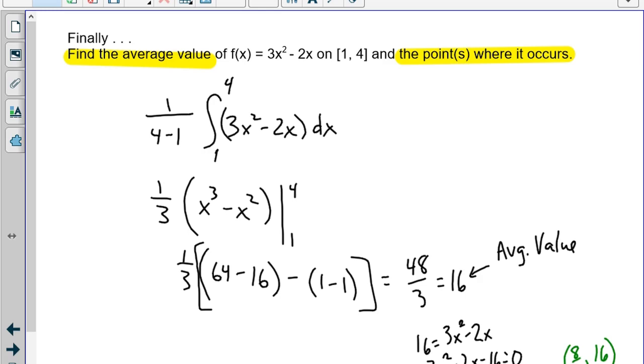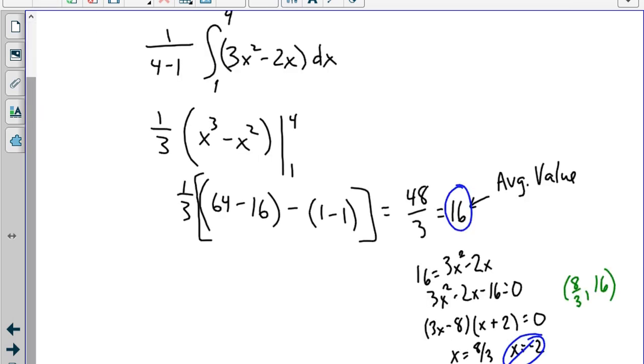1/3 times that when I substitute in 4 minus that when I substitute in 1, I get 1/3 times 64 minus 16 minus 1 times 1 minus 1. So I get 48 minus 0, which is 48. So 1/3 times 48 gives me 16. 16 is the average value.